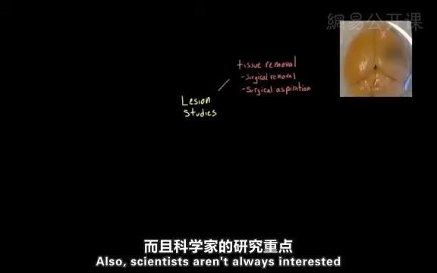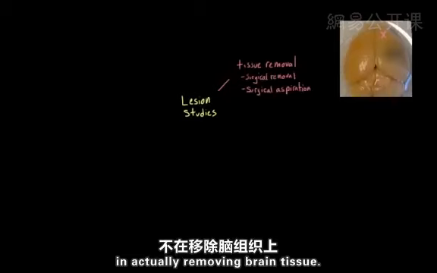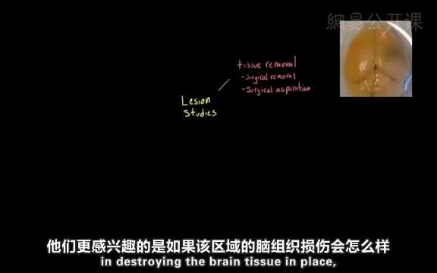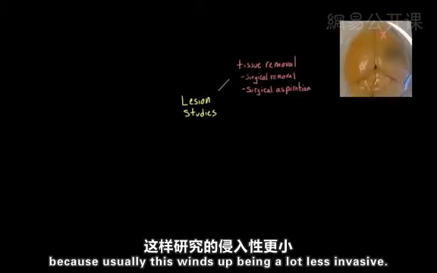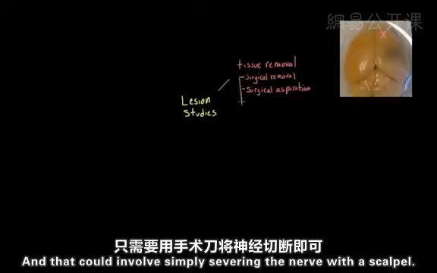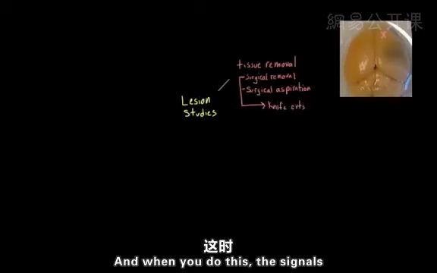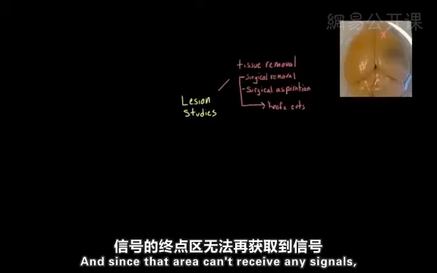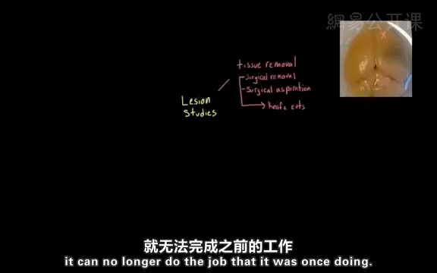Also, scientists aren't always interested in actually removing brain tissue. Instead, they're usually more interested in destroying the brain tissue in place, because usually this winds up being a lot less invasive. And that could involve simply severing the nerve with a scalpel. And when you do this, the signals that are being sent down that nerve can no longer reach their target area. And since that area can't receive any signals, it can no longer do the job that it was once doing.